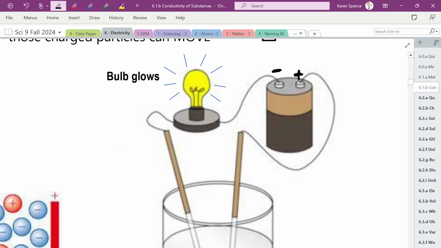I don't know why this one has both on the top. Maybe it's a 9-volt. You know how 9-volts have both on the top? Those little square ones? Okay. I don't know why this one looks like this.